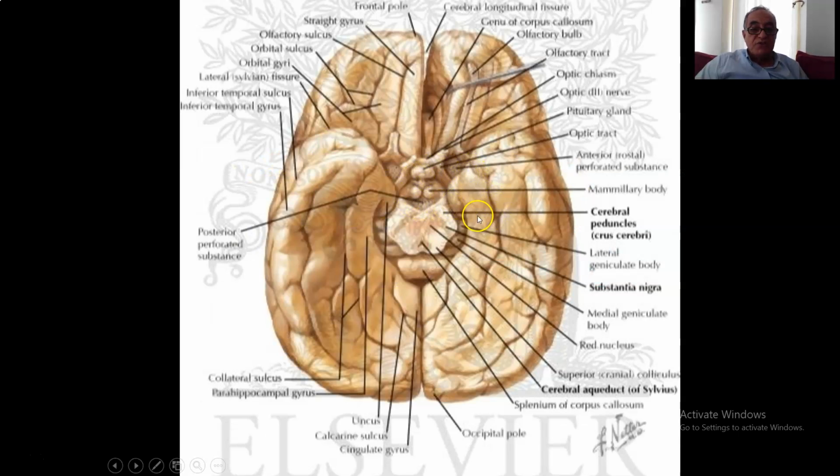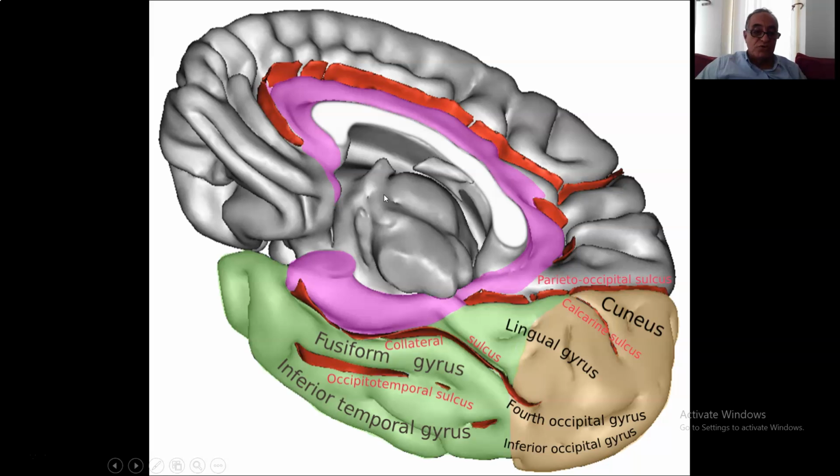This is an inferior view of the brain, where you can see the parahippocampal sulcus and gyrus, and you can find here the uncus, where the amygdala is present, and you can find here the collateral sulcus and the fusiform sulcus, and then the inferior temporal sulcus. So we have the inferior temporal sulcus, and then we have the fusiform, and then we have the parahippocampus, and we have the uncus from the inferior surface.